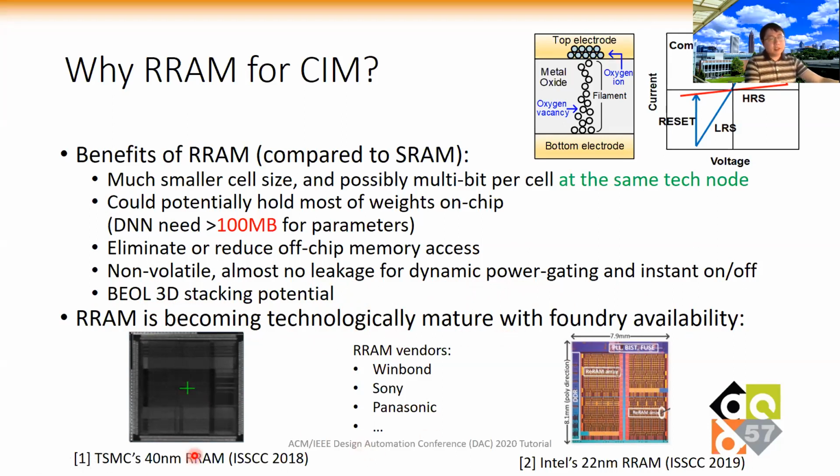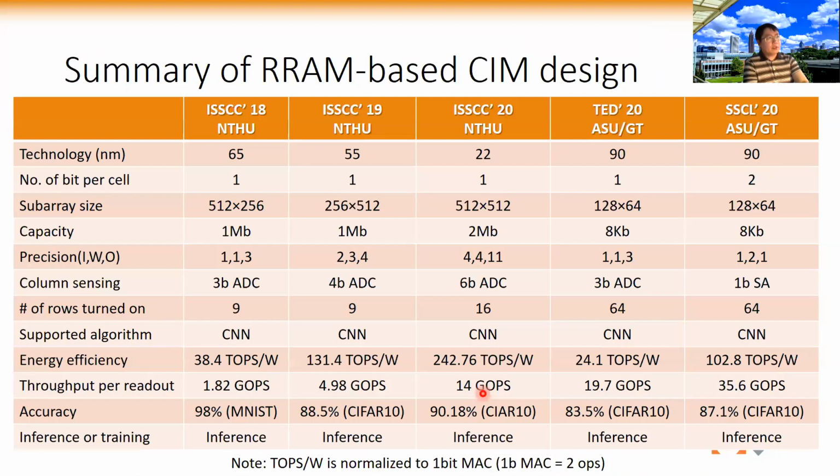For example, TSMC is offering a 40 nanometer RRAM commercial process. Intel also recently reported 52 nanometer RRAM in ISSCC. There are also many other RRAM vendors, for example, Winbond, Sony, Panasonic, who have their RRAM processes available as well. Due to this, in recent years there are many RRAM-based computing memory prototypes in silicon as well.